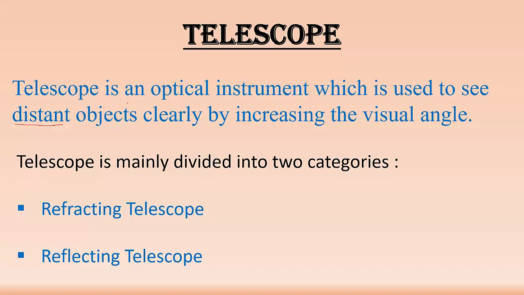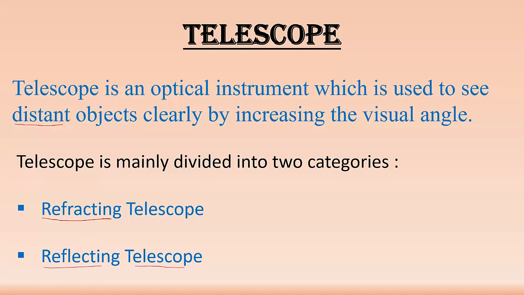So the telescope is used to see distant objects, that means far objects, clearly by increasing the visual angle. The telescope is mainly divided into two categories, that is the refracting telescope and the reflecting telescope. Remember, the first is called refracting because in this telescope refraction of light takes place. That means in this telescope we can use lenses or spherical surfaces. The second type is called the reflecting telescope because reflection of light takes place, so we can use spherical mirrors.